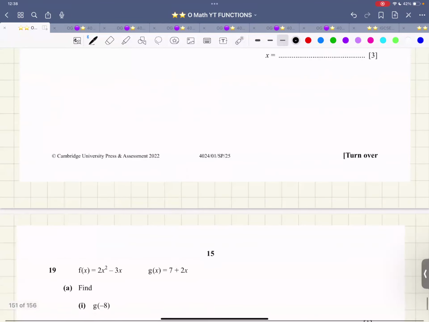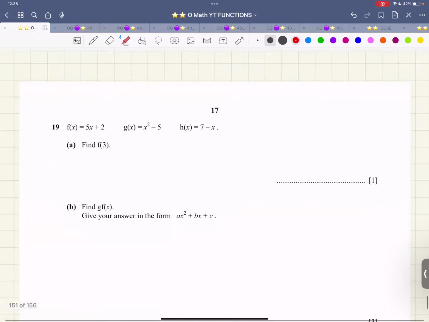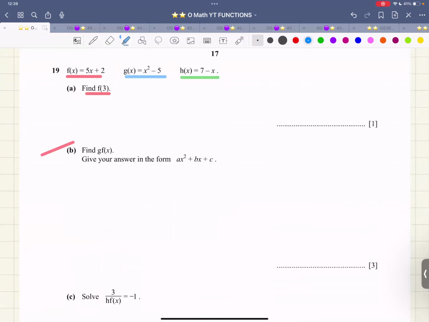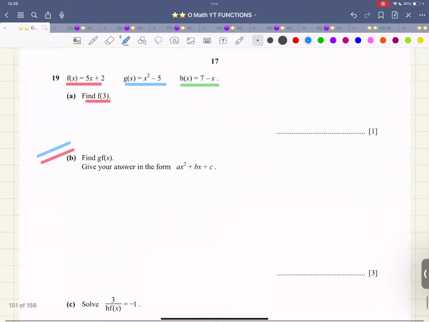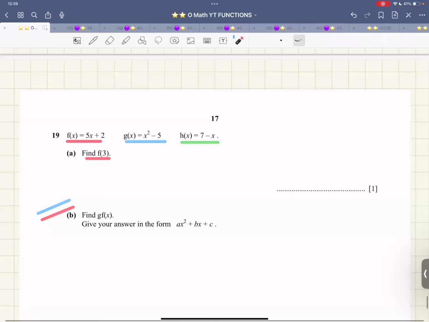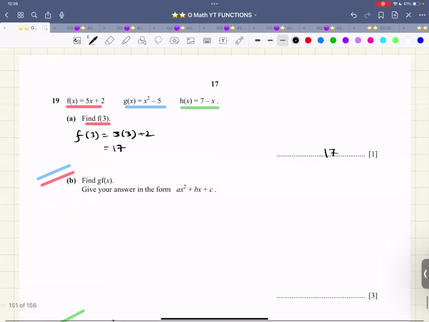Another question. Where is it from? This is again from the specimen paper 1. f(x) is linear. So let me highlight it once again. f(x) is linear, g(x) is quadratic, and h(x) again is linear. So they are asking about f, about g and f, and about h, and there are 3 parts to this. So coming back to this, first of all, f of 3, very basic, 5 into 3, 15, 15 plus 2 is 17. Do not forget to write over here.